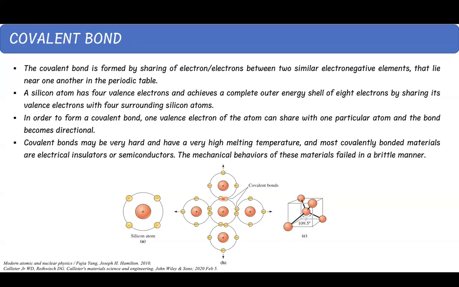So the covalent bond is a directional bond, and because of that it is very hard and has a very high melting point. Covalently bonded materials are electrically insulating, but depending on the type of material and the elements forming the bonds, it could be a semiconductor, with doping, maybe p-doping or n-doping. Also, the mechanical property of these covalently bonded materials is that they are very brittle.